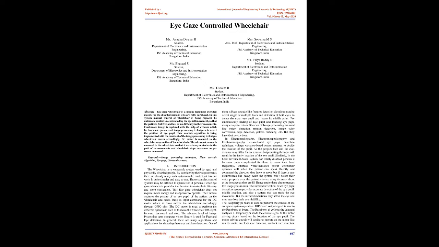Eye gaze controlled wheelchair. Abstract: The eye gaze wheelchair is a unique technique executed mainly for disabled persons who are fully paralyzed. In this system, manual control of the wheelchair is replaced by automatic control, i.e. controlled by eyeball movement, so that patients feel free and have less or no difficulty in their movements. Continuous images are captured with the help of a webcam, which then undergo several image processing techniques.